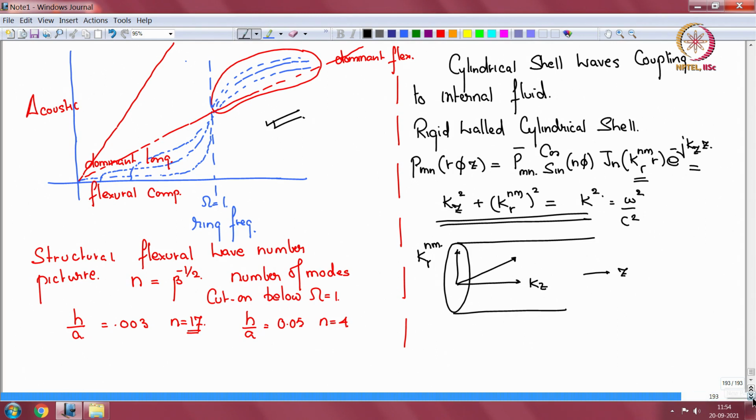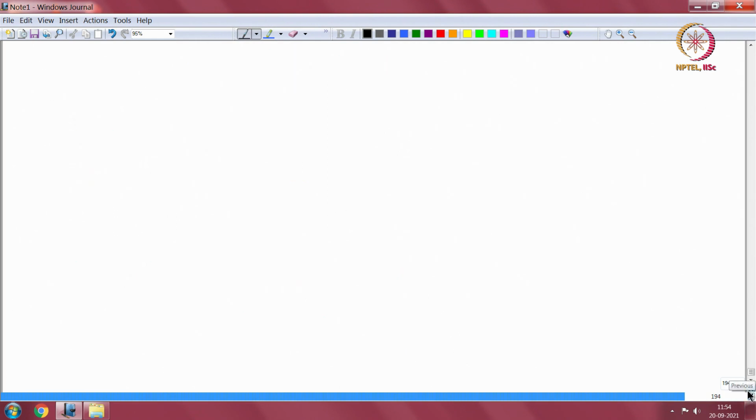Ideally we are looking at the rigid walled case to understand the cylindrical acoustic cut-ons. Now at the wall the normal displacement is 0, which means in the radial direction at r equal to a, the derivative of J_n, the Bessel function of the first kind of nth order, at r equal to a shall be 0.